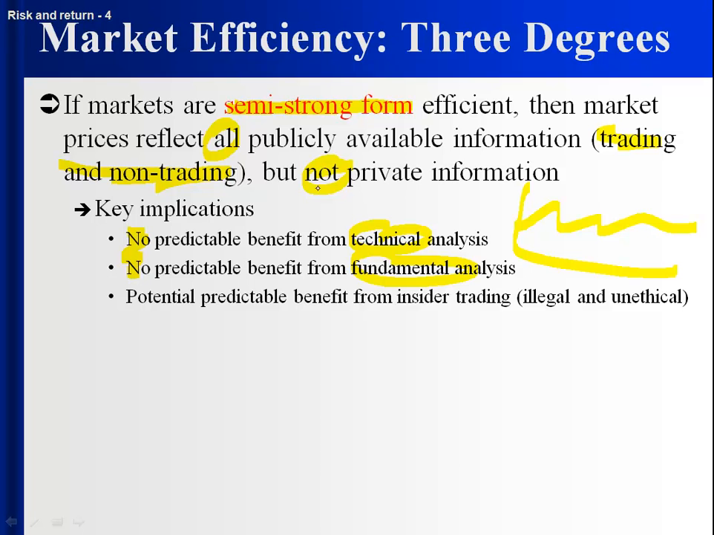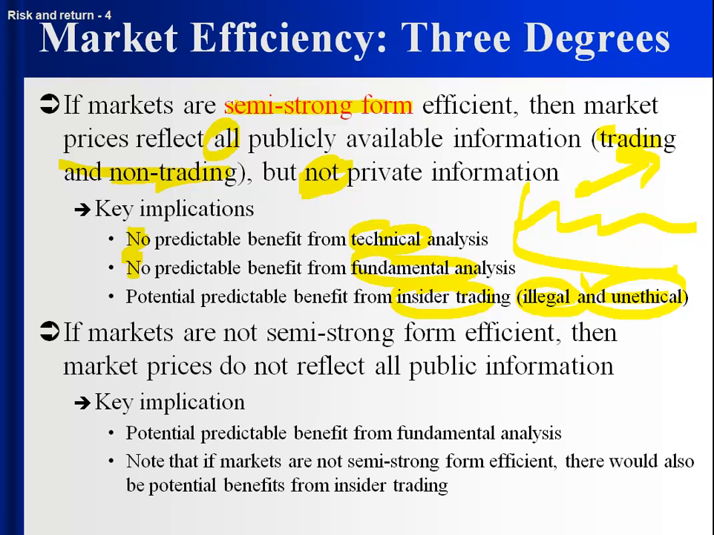However, because not all private information is reflected in the stock, there is a potential benefit from insider trading. Again, it's illegal and unethical and shouldn't be engaged in, but if one had access to private information and knew that good news was coming down the road and one bought the stock, it's reasonable to expect that that stock, when that private information became public, would do quite well.